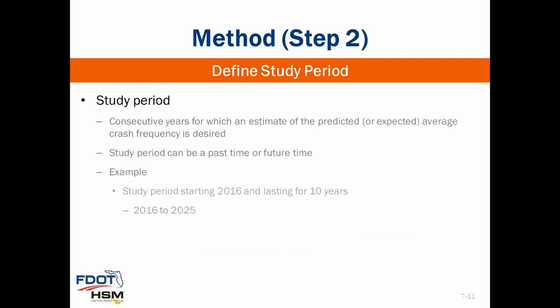The second step of the predictive method is to define the study period. This period represents the consecutive years for which an estimate of the predicted average crash frequency is desired. The study period could represent 1 or more years in the future or 1 or more years in the past. Or in fact, it could represent both years in the future and years in the past. For example, the study period for a proposed project could be defined to start in 2016 and last 10 years. Thus, the study period would extend from 2016 to 2025.